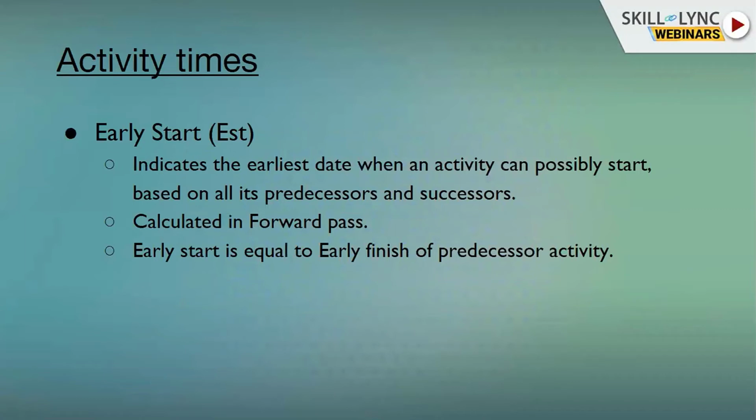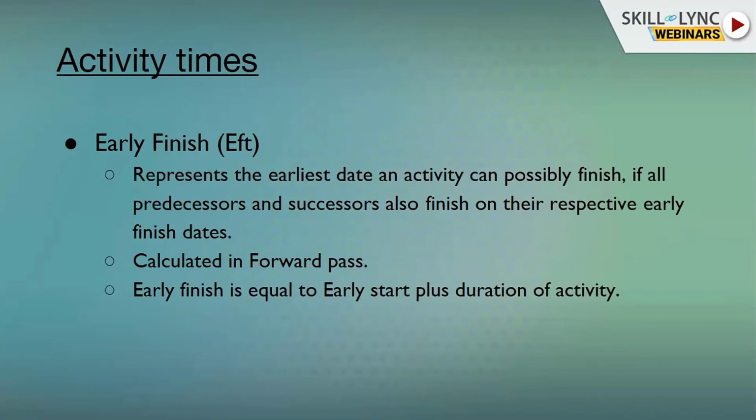Now moving on to activity time calculations. There are four types of activity times. First is early start. It indicates the earliest date at which an activity can possibly start based on its predecessors and successors. It is similar to your TE. It is calculated in your forward pass. Early start can simply be considered equal to the early finish of the predecessor activity.